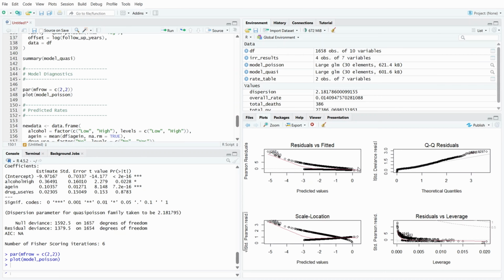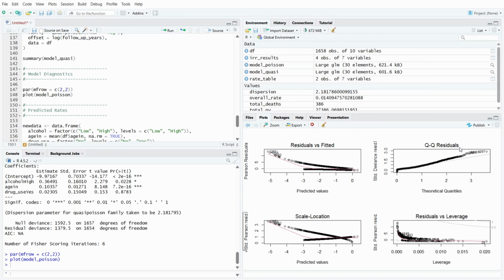Instead, we see a clear pattern. The residuals are larger and more spread out at lower fitted values, then compress as fitted values increase. The red smoothing line also shows a downward curve rather than staying flat. This suggests that the model is not fully capturing the structure of the data, and it's another signal of overdispersion or possible model misspecification.